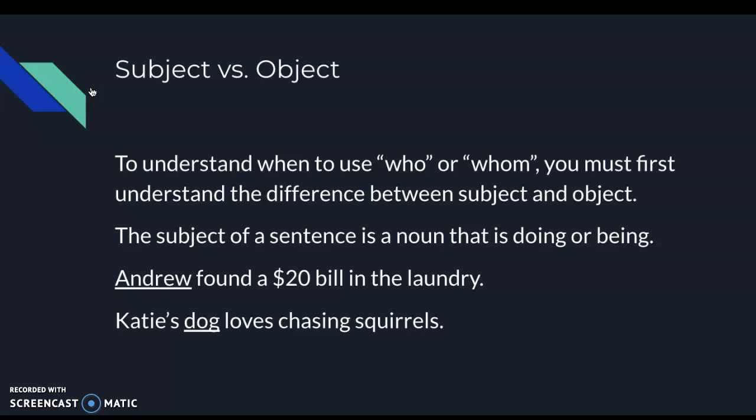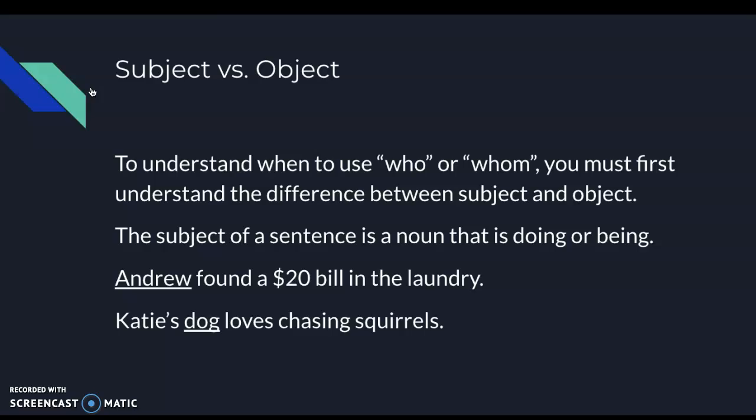And so like I say right here, you have to first understand the difference between subject and object. So the subject of a sentence is a noun that is doing or being. So for example, Andrew found a $20 bill in the laundry. Andrew is doing. He is the subject of that sentence because he is the one doing the action. What is the action? The action is finding. In this case, the past tense of that, which is found. So he would be the subject.